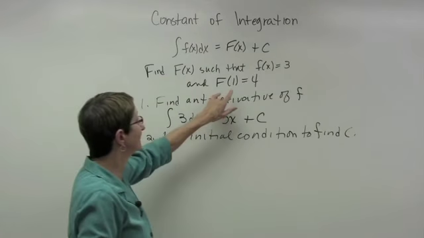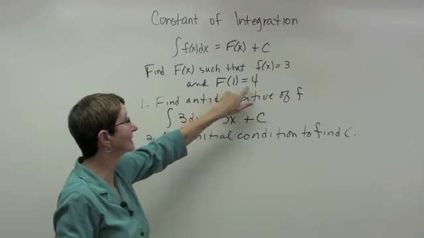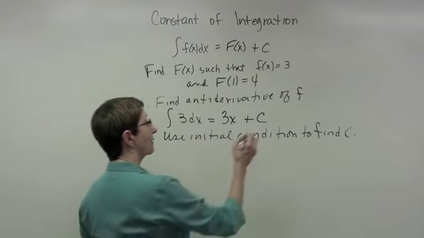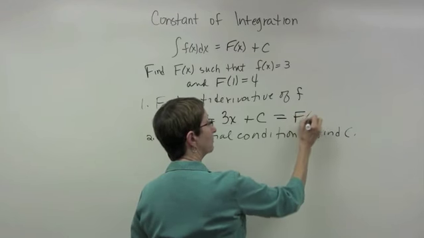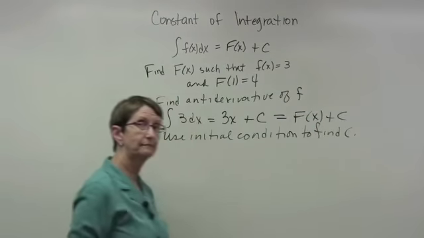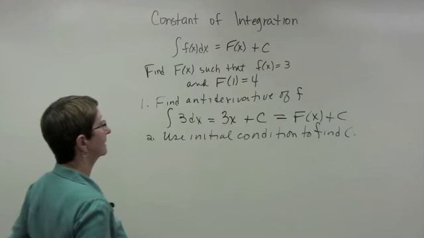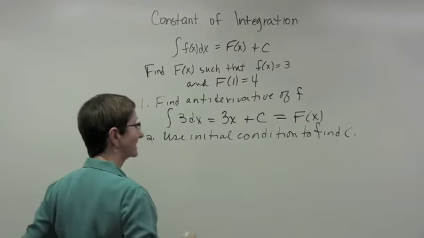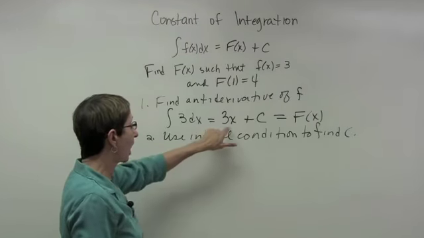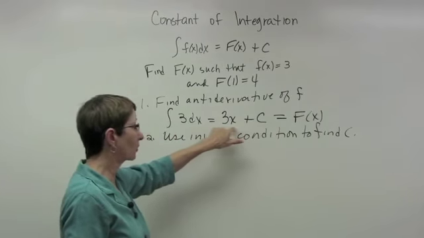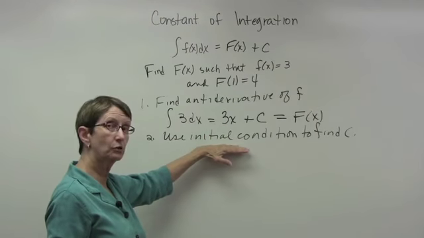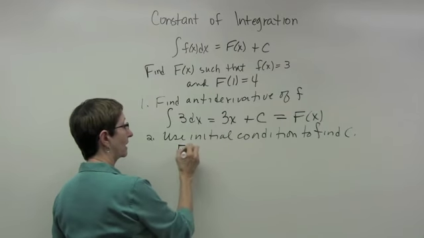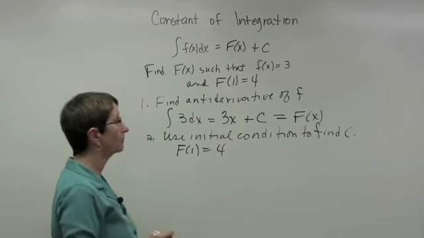Now, our initial condition is that capital F of 1 is equal to 4. Well, this 3x plus c, that is equal to capital F of x. We're going to just use it as capital F of x. Sometimes the notation gets a little fuzzy, so keep track of what you're doing. All of this is what we're going to be working with using the initial condition that F of 1 is equal to 4. F of 1 is 4.